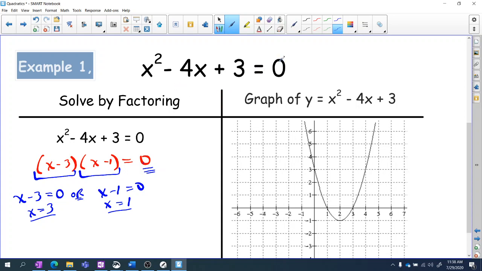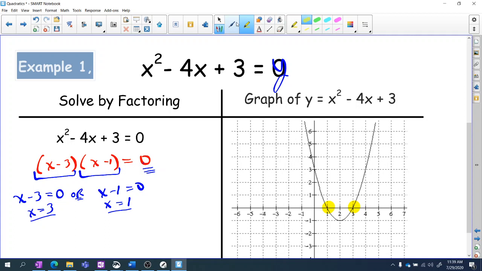And if I switch this, instead of equals 0, I said, what if this was the quadratic function y equals this? And I said, draw a graph of that. Here's the graph of y equals x squared minus 4x plus 3. I want you to notice something. See the answers I got here, 1 and 3? I want you to notice here where this graph crossed the x-axis.